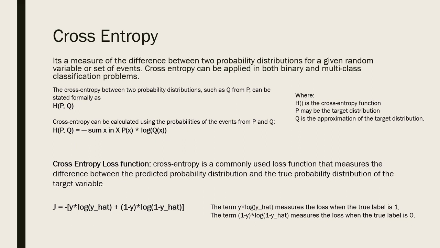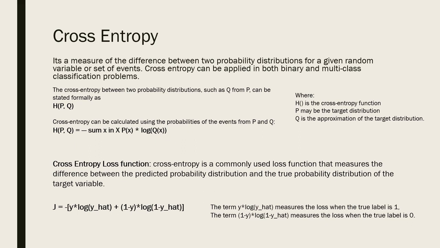When the target variable can take on only two values, for example 0 or 1, let y be the true label and y hat be the predicted probability of the positive class. The binary cross entropy function is defined as shown in the slide. The term y times the logarithm of y hat measures the loss when the true label is 1, and the term 1 minus y times the logarithm of 1 minus y hat measures the loss when the true label is 0. The goal of the loss function is to minimize the difference between the predicted probability y hat and the true label y.